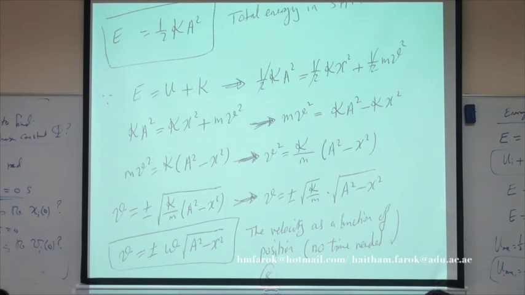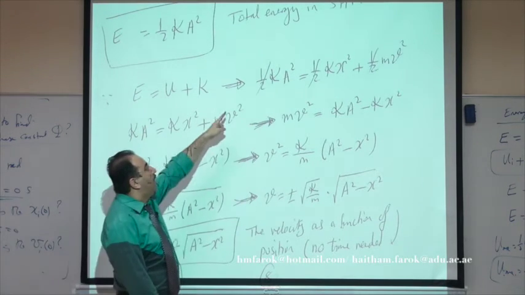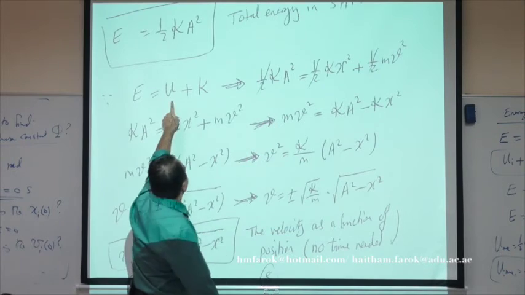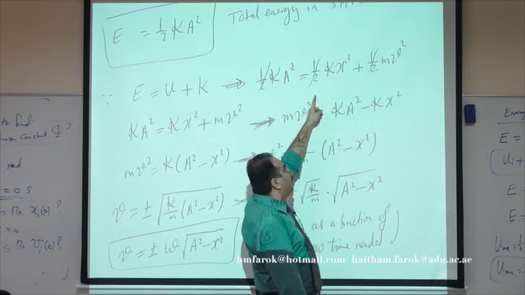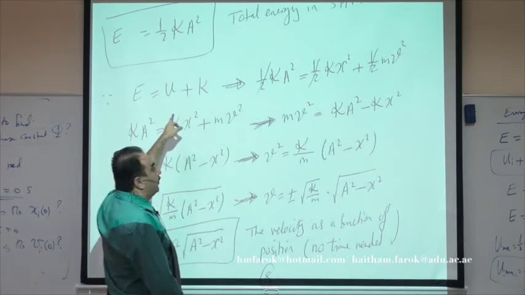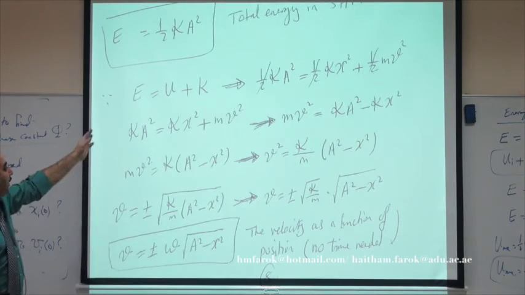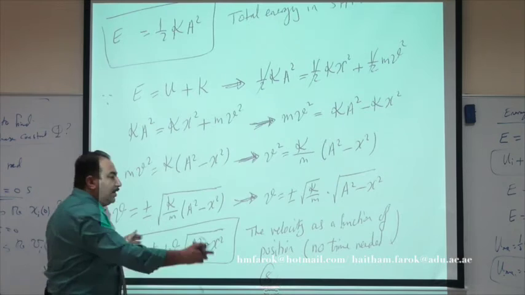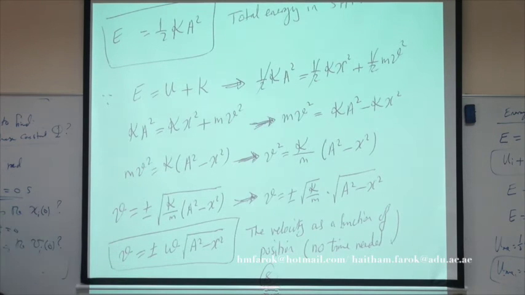So what are we doing here? Replace E with half kappa A square. Replace the U with half kappa X square. Replace the K with half M. What is common? Half, yes? Rearrange, put everything together, and you end up with this equation.